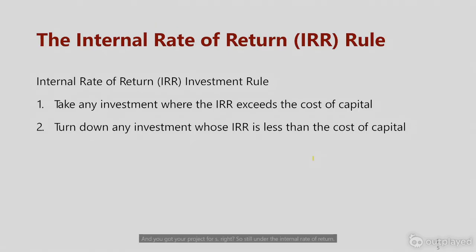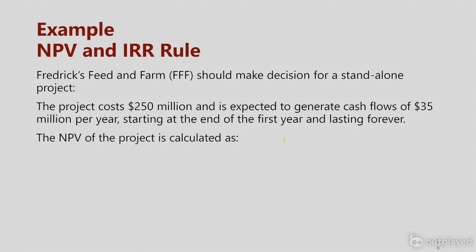So still under the internal rate of return, take any investments where the IRR exceeds the cost of capital. That's the norm, right? That means if the cost required to implement this project falls below the IRR, then you go for it. Because IRR, just like in the similar context of bond valuation, gives you the percentage rate that you can expect by implementing this project. If the costs fall below that, then that's the investment you go for, right?